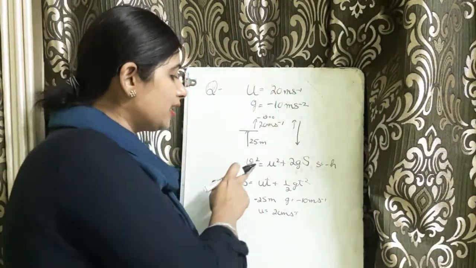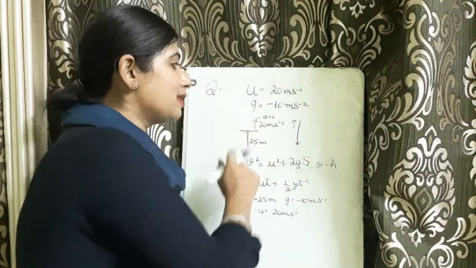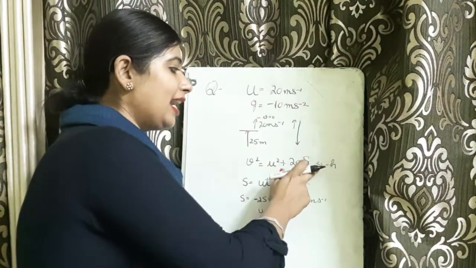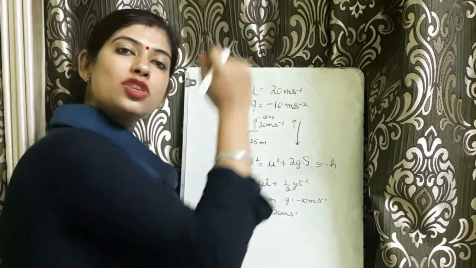We will use the equation v² = u² + 2gs. g is taken as minus 10 meter per second square, u is 20 and s is equal to minus h. You will get the height till which the stone rises.